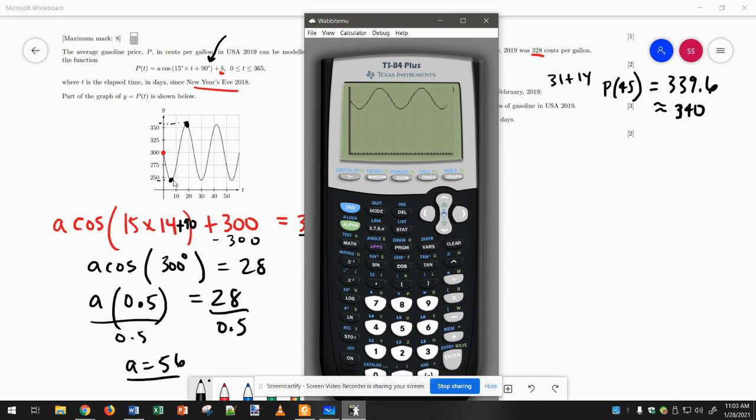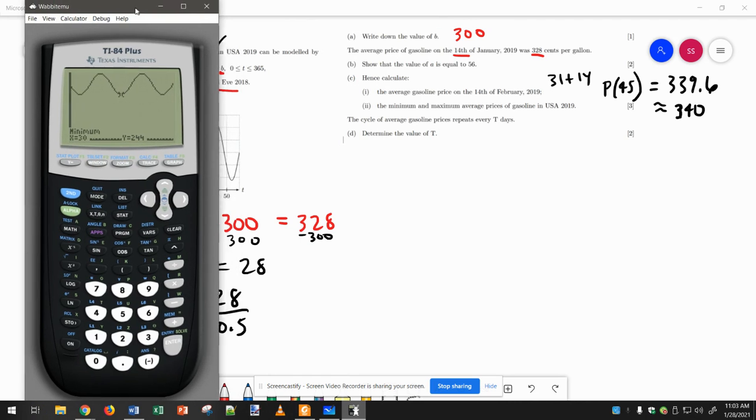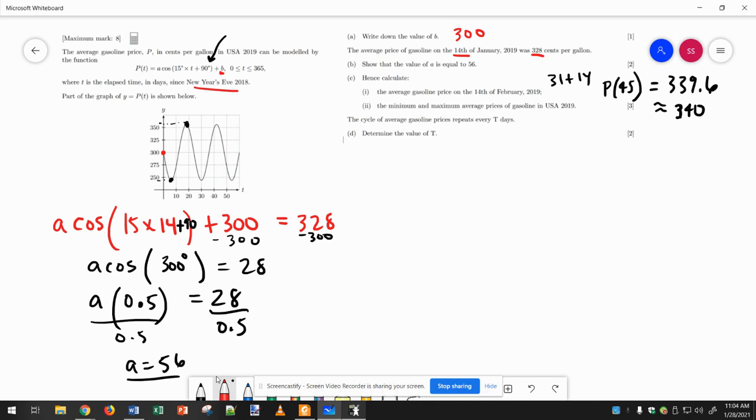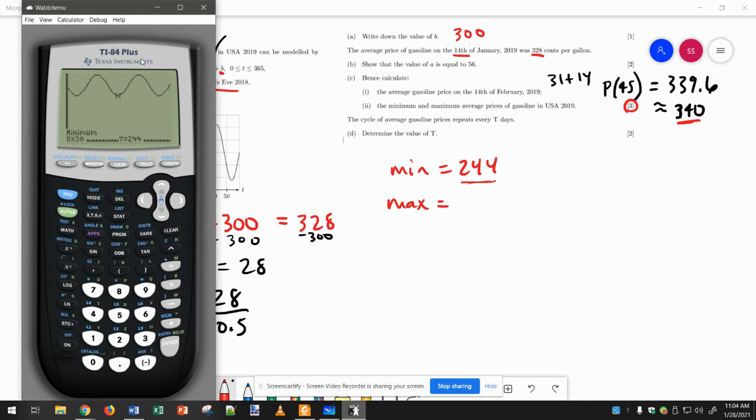Now we can do second calc min. I'm going to go left bound, right bound, and go back in the middle and guess. Okay, and we want not the x value, that's time in days, 30 days. We want the y value, that represents the average prices. So make sure you straighten that out. So the min is 244. Notice this is only 3 points combined. This answer is 1, this answer is 1, and the max is 1. So not a lot really to do here for work. They're expecting me to do all this on the calculator.